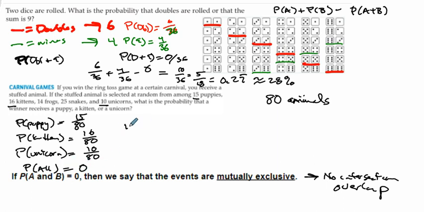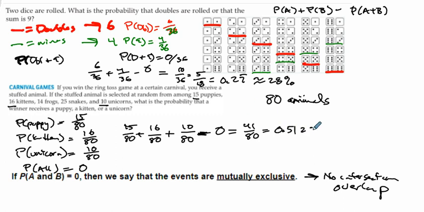So for this one, again following the formula, you go 15 over 80, plus 16 over 80, plus 10 over 80. And then we're going to subtract 0, which does nothing. And so you get 41 out of 80. And so if we divide that, 41 divided by 80, you get 0.5125, approximately 51%. All right, so good probability that you're going to get one of those things.